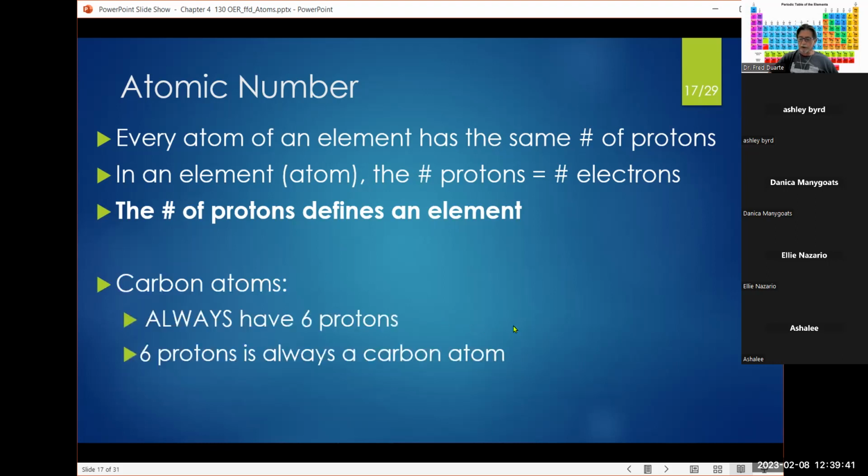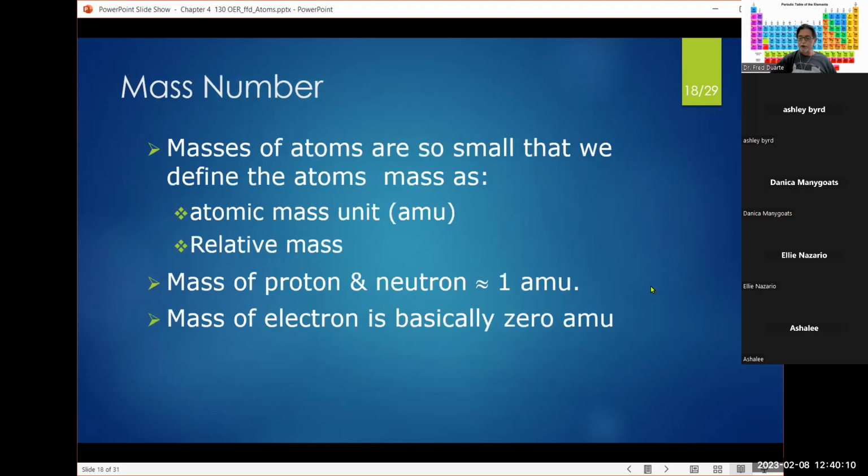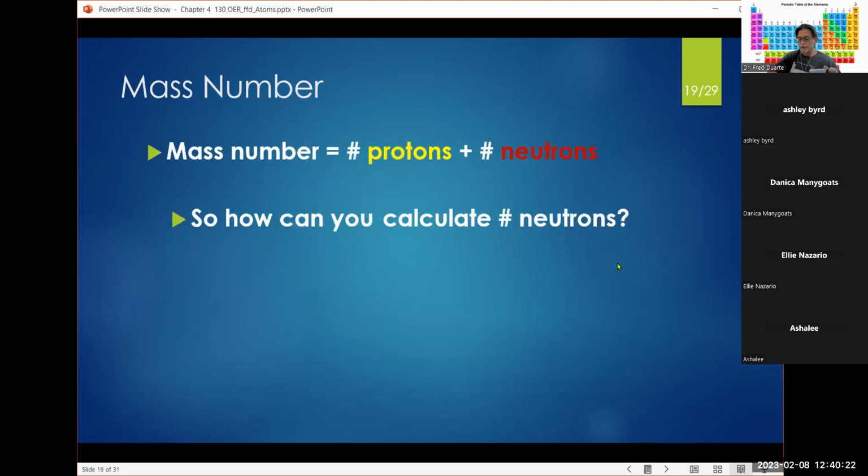So we talked about carbon. Carbon always has 6 protons and 6 electrons, regardless of the form that it's in. The carbon, let's say, in a fatty acid has 6 protons, compared to carbon in carbon dioxide, which still has 6 protons. It is still carbon, it's just in a different format. So I talked about the atomic mass units because of being so small. The proton and neutron are given a relative atomic mass unit of 1, and the electron is basically given a 0 because it's so small.